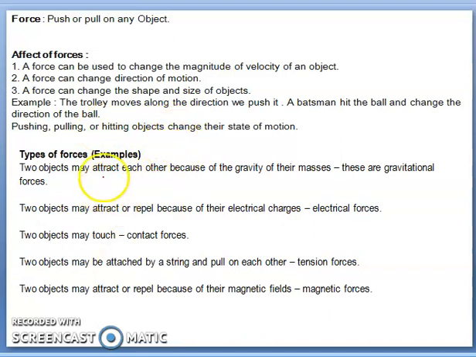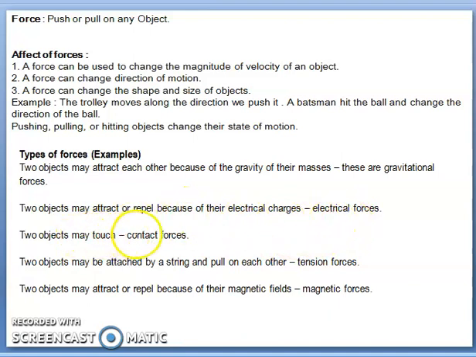So there are different types of forces. An example is the gravitational force, like when two objects attract because of the gravity of their masses, then we call it a gravitational force. Two objects may attract or repel because of electrical charges, and that is known as electrical force.